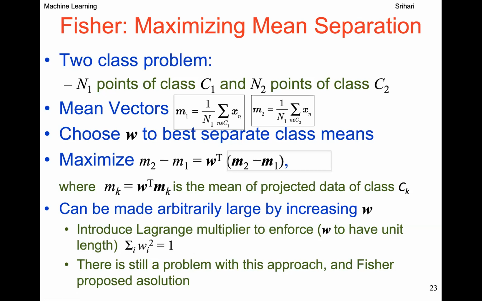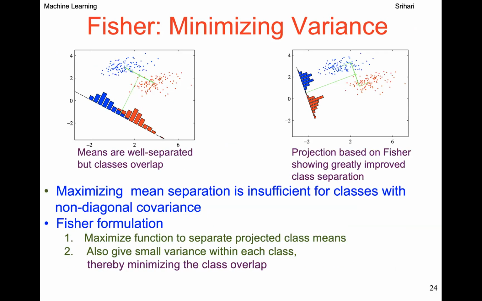So you could say, well, can't you just add a regularization and be done with it? And Fisher also said, let us minimize the variance. So means are well separated, but the classes are... If you have a question, you can type it in, and Mihir will bring it to my attention.